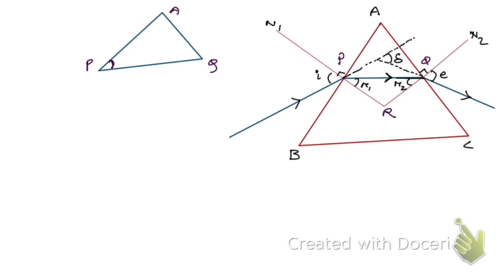Suppose this is the normal at this point P. Then this angle is 90 degrees and this angle is r1, only this angle, and this other angle is 90, so this must be 90 minus r1.